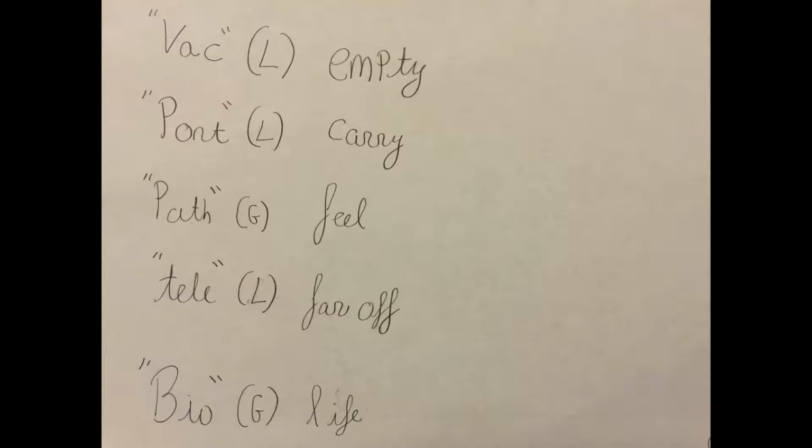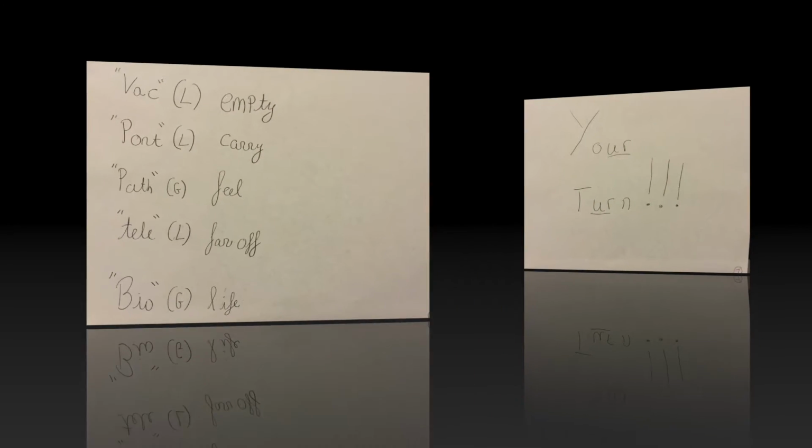Path is a Greek root for feel. This can be found in words like empathy and pathetic. Tele is a Latin root for far off. This can be found in words like telecast and telephone. Bio is a Greek root for life, found in biology and biography. Can you think of any other words that these roots are found in? If so, jot them down. They may be useful in the future.